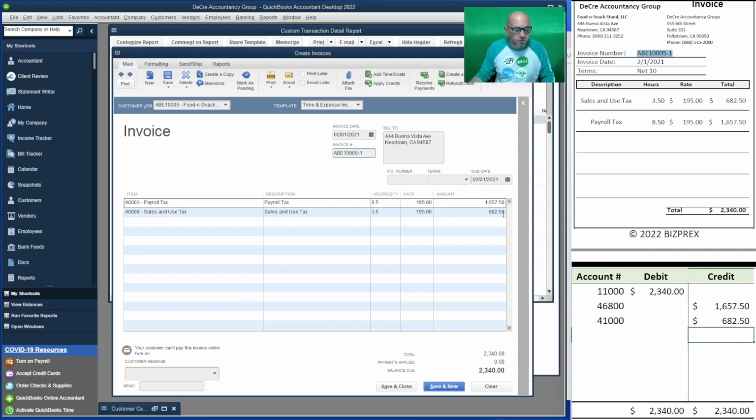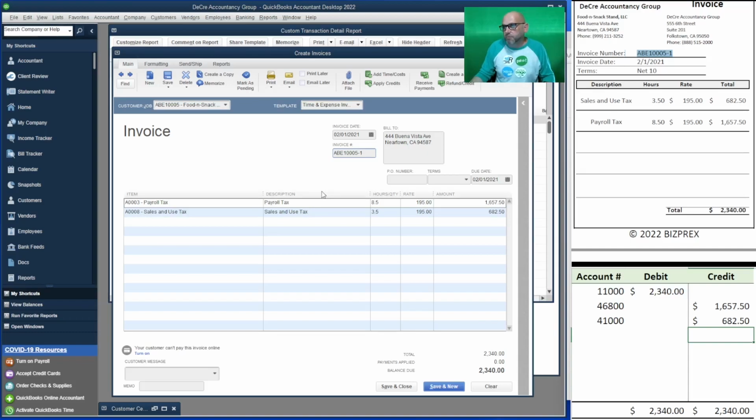And again, these amounts, right? So 682 and 50. And you guys asked me a lot of questions on how this module in QuickBooks works with debits and credits. Well, here we are. 682 and 50, that's a credit to account 41,000, right? 1,657 and 50, that's a credit to account 46,800. You don't see it here, but there is a mapping that we set up for it. And there are plenty of YouTube videos that show that. If you still don't know after they showed it to you, ask me, I'll be able to help you.